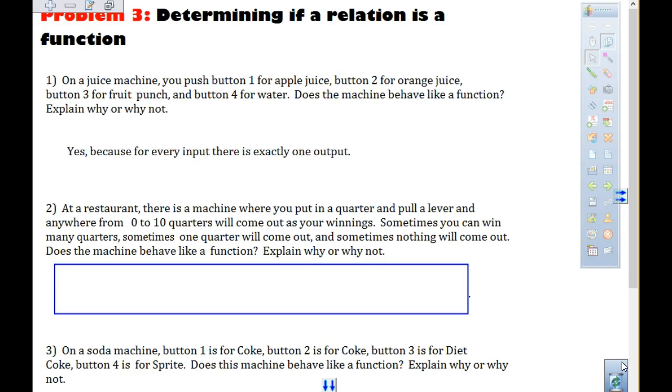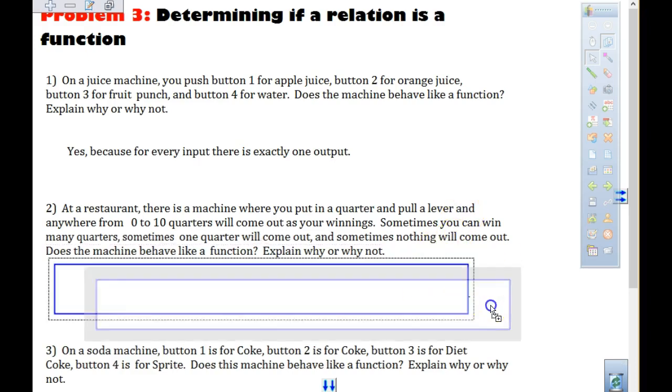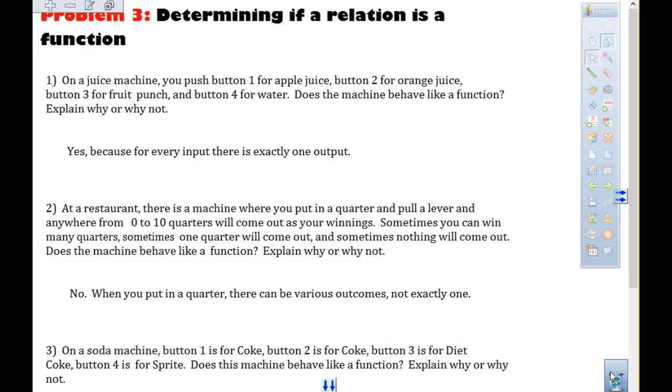Next, you go into a restaurant and you put quarters into a pull lever. You get anywhere from 0 to 10 quarters coming out for winnings. Sometimes you win many quarters. Sometimes you win 1 quarter. Sometimes you'll get nothing. Does this behave as a function? Definitely not, right? Every time you put in a quarter, you do not know the output. It's kind of an unknown.